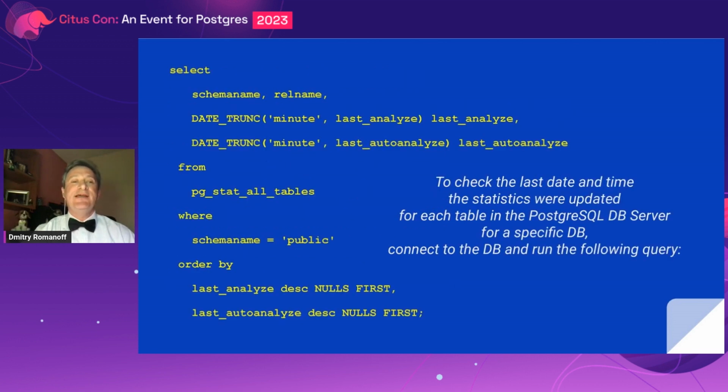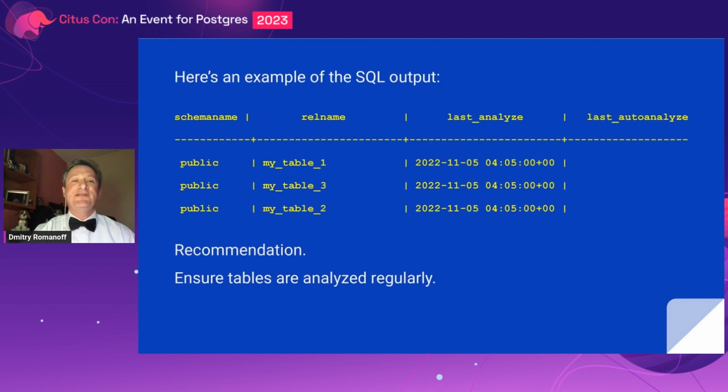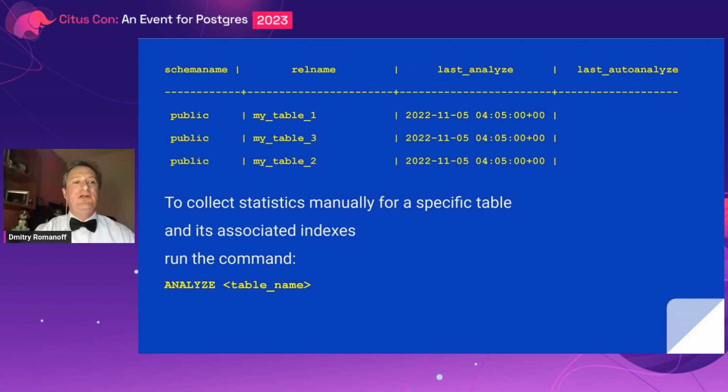To check the last date and time the statistics were updated for each table in the Postgres database server for a specific database, connect to the database and run the following query. Here is an example of the SQL output. Recommendation: ensure tables are analyzed regularly. To collect statistics manually for a specific table and its associated indexes, run the following command.